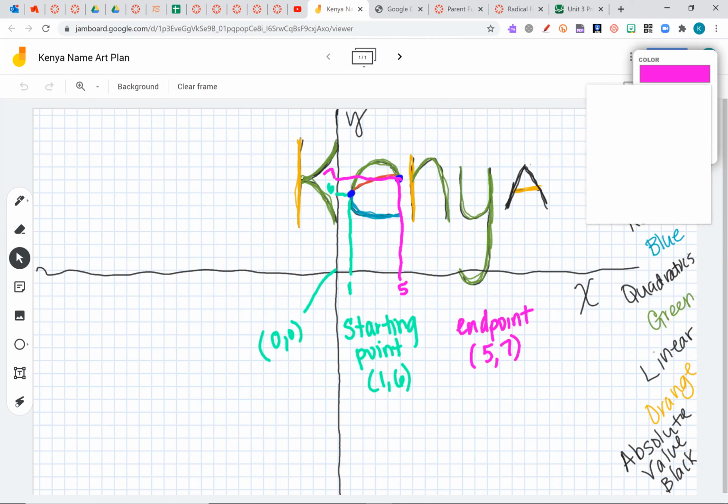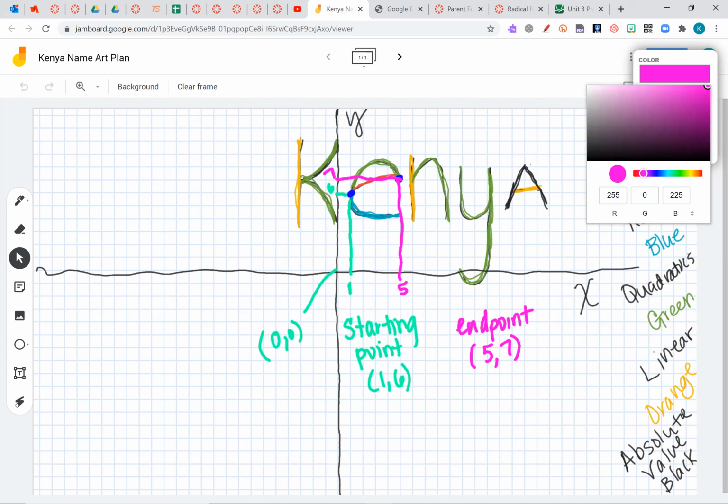Voila. So what does that mean? That means that this is H and K. So H is 1, and K is 6. And this is X and Y. So X is 5 and Y is 7. So now that I know that information, I can take it to my workplace and go ahead and complete the rest of this task.